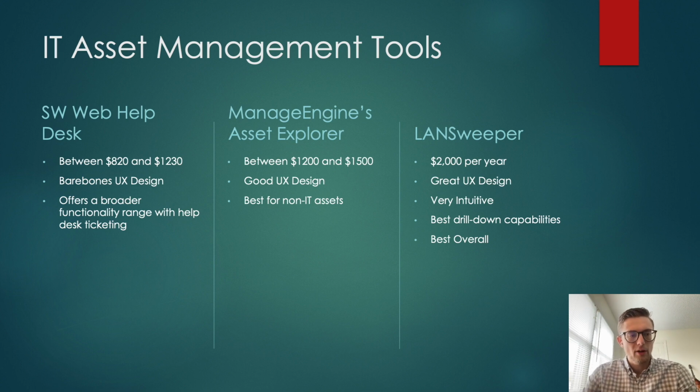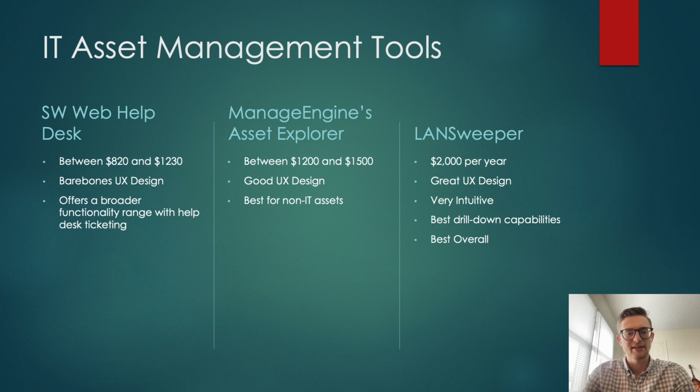So SolarWinds Web Help Desk has a very broad functionality, and a lot of the focus is on help desk ticketing, as the name might imply. Pretty bare bones user interface, not the prettiest, may not matter. It starts between $820 and $1,230. It's kind of hard to figure out a solid number, depending on the number of technicians that the college would need. So I estimated maybe 3, and that would put it at $1,230.